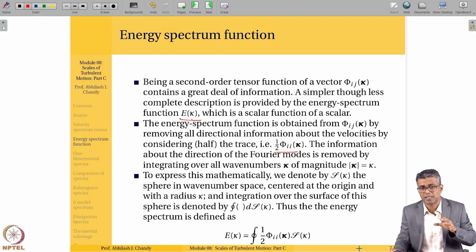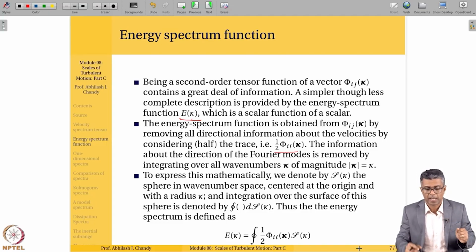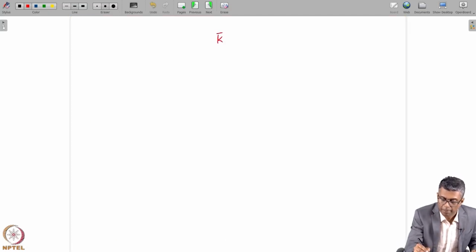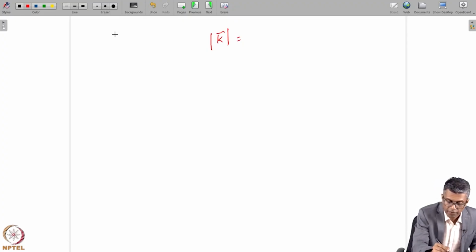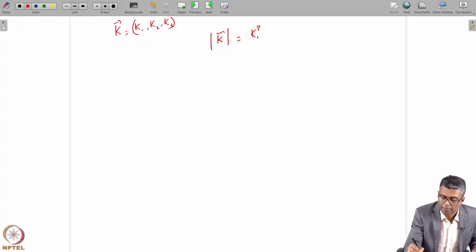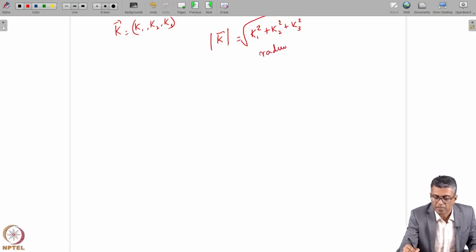Now, what does this mean? How do you do this, right? So think about the wave number space being a sphere. Why am I saying it depends on a sphere? So let me start by defining the wave number vector, which is kappa 1, kappa 2, and kappa 3. So the wave number magnitude is the square root of kappa 1 squared plus kappa 2 squared plus kappa 3 squared. This is like a radius of a sphere, isn't it?